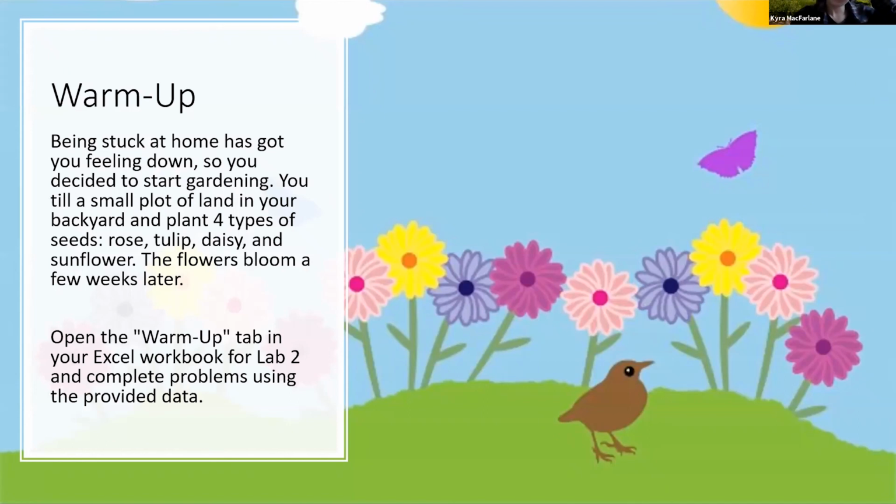Okay, so now we will do the warm-up. So being stuck at home has got you feeling down, so you decided to start a garden. You till a small plot of land in your backyard and plant 4 types of seeds: rose, tulip, daisy, and sunflower. The flowers bloom a few weeks later. So we're going to go through the warm-up tab on your Excel workbook for Lab 2 and complete the problems with the data there.